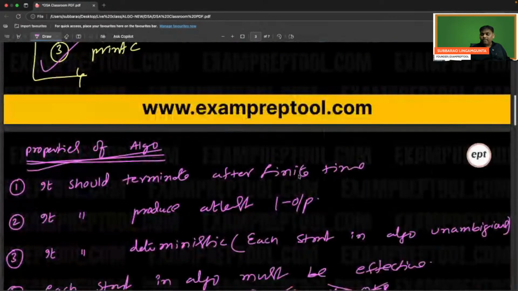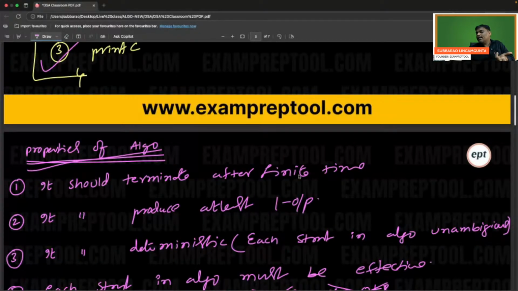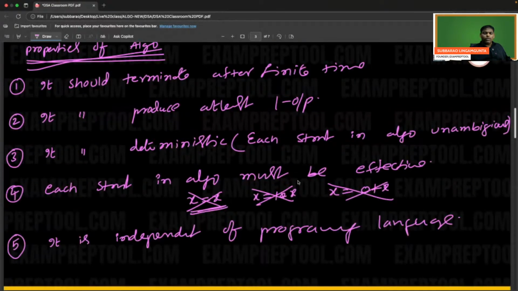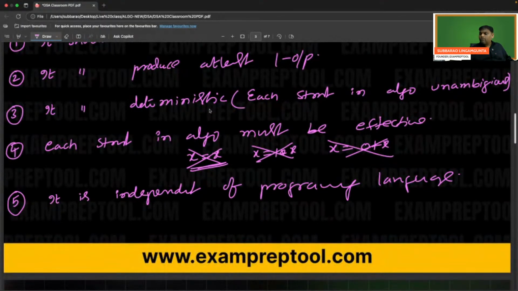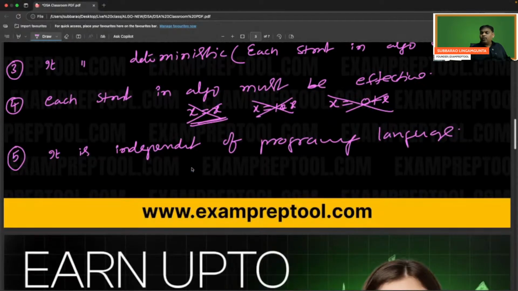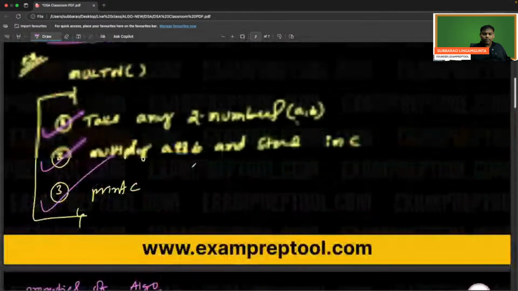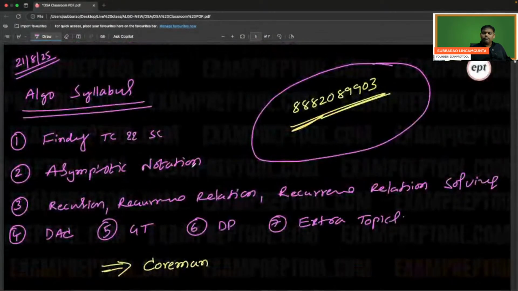Now, by seeing that definition, you have written something. But how can you say that it is the algorithm? Some properties should hold good. It should terminate after finite time. It should produce at least one output. It is deterministic, means each statement in the algorithm should be unambiguous, means no dilemma. Next, each statement in the algorithm must be effective. It is independent of programming languages. Right? Please be careful. Are you okay with this?